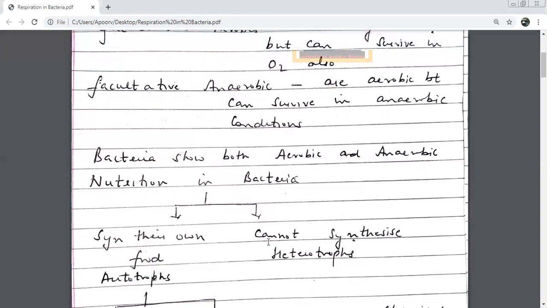Now should I move on to nutrition in bacteria? Everybody is okay with respiration? So when I say classify bacteria on the basis of the mode of respiration, there will be two major categories, aerobic and anaerobic. In aerobic, you will have two subcategories, obligate aerobes and facultative aerobes. On the anaerobic side, again two categories, obligate anaerobes and facultative anaerobes. Now we'll move on to nutrition in bacteria.